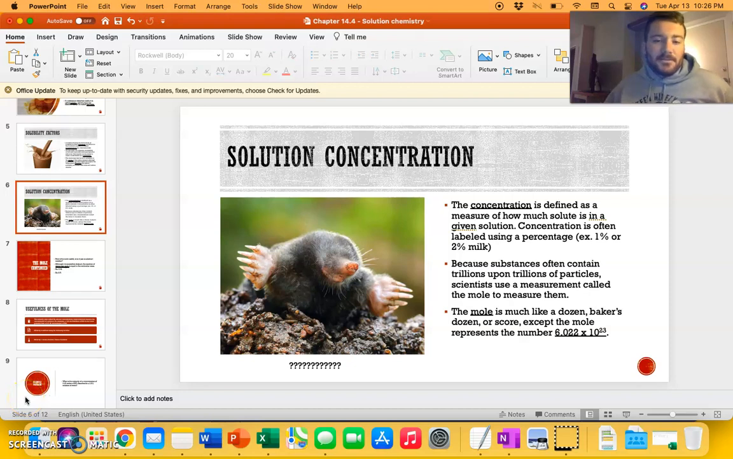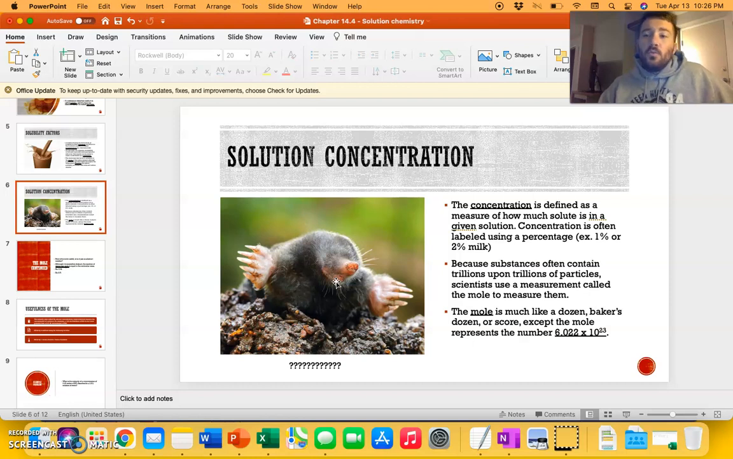All right, students, we are back talking about the mole. And not that mole, that little furry creature that lives underground. Blind as a bat, right? But this mole is a number.